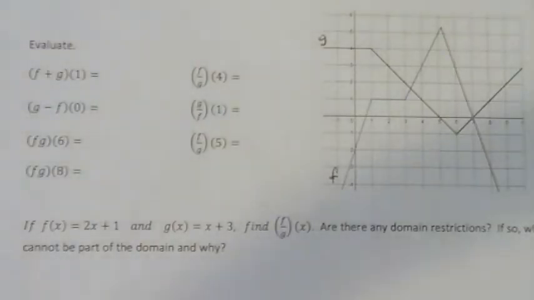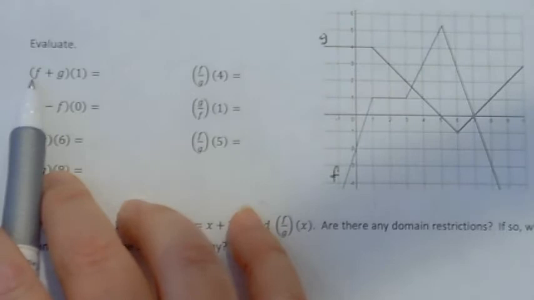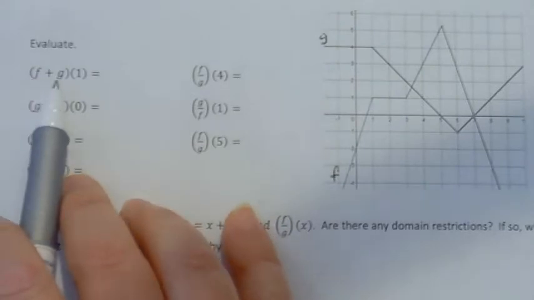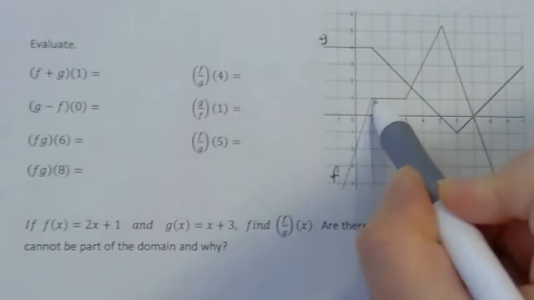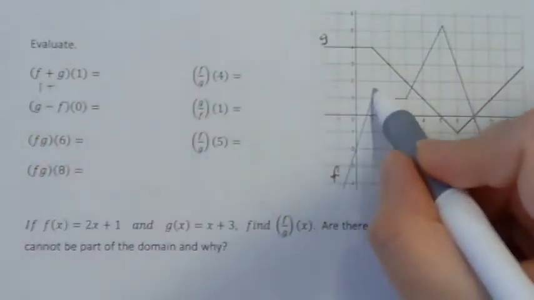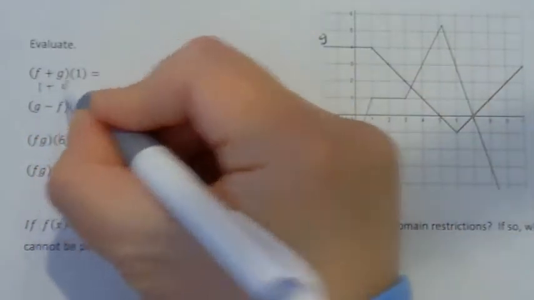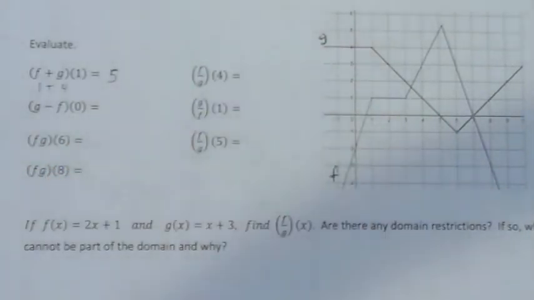Let's take a look at these same concepts graphically. So this first problem asks you to evaluate f plus g at 1. So really what I'm doing is finding the output of f at 1 and the output of g at 1. So I'm looking at 1 for the input value. The f value at 1 is 1, and the g value at 1 is 4. So when you add 1 plus 4, you get 5. So f plus g at 1 is 5.